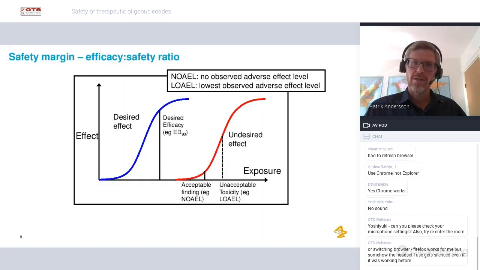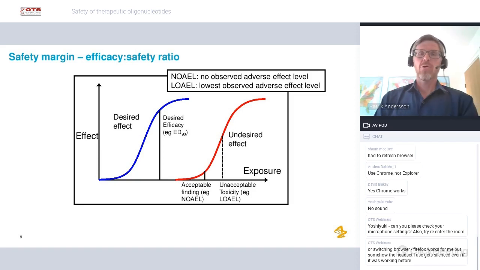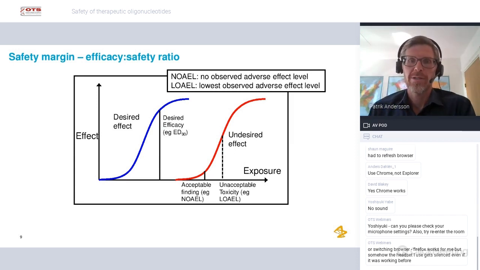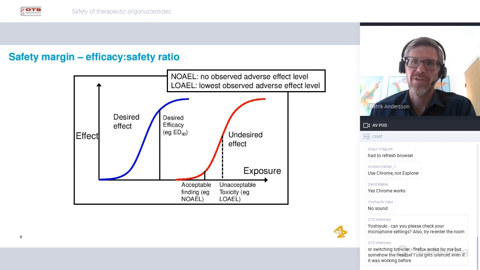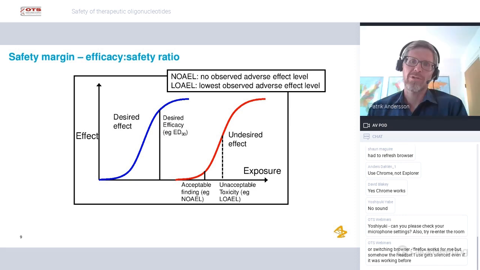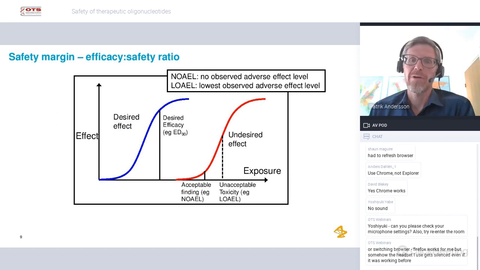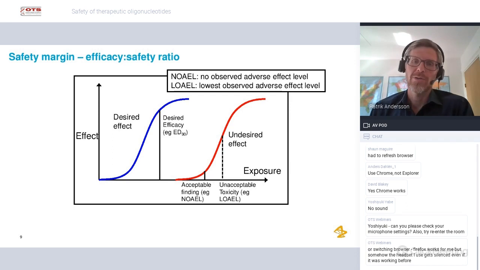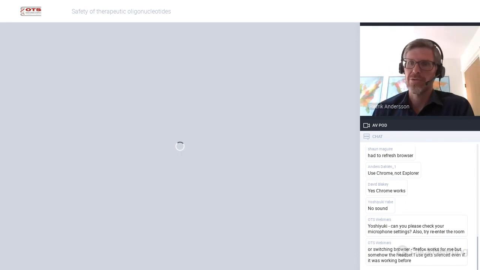If you then add the safety studies to this, they are hopefully occurring at a higher exposure. So if you have the undesired effect here in red, there are at least two terms that are quite important. You have a level where you start seeing unacceptable toxicity. The acronym for that is lowest observed adverse effect level, LOAEL. But then you have an even more important point, the exposure level where we only have acceptable findings left. There could be changes. I mean, when you give animals a drug, there will be changes. But if they are regarded as acceptable, then at that exposure level, that dose group, you set the no observed effect level to that dose level or exposure level.